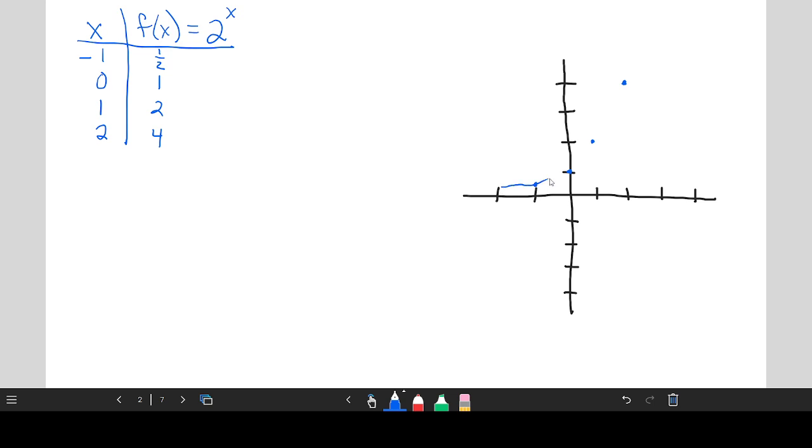And as we've discussed before, this is going to increase rapidly to the right, and as you move to the left, it's going to decrease and approach the line y equals 0, which is the horizontal asymptote. We don't end up with any negative y values. That's going to be important to remember as we move into talking about the inverse. This exponential function did not have any negative y values.